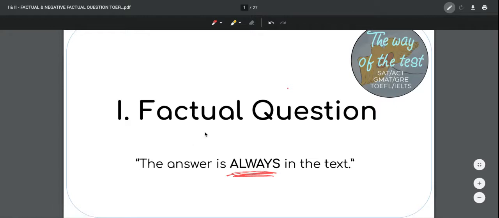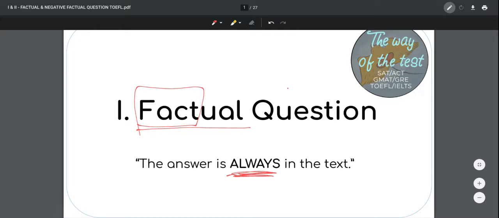Now, as you may have noticed, and those of you who haven't noticed, the word factual comes from fact. So what we're looking for are facts. And remember, facts are things that are, right? So a fact is not an opinion. A fact is not a consideration. A fact is not an inference. A fact is something that is. And this is going to be very important.